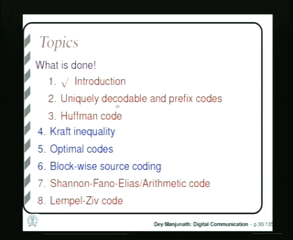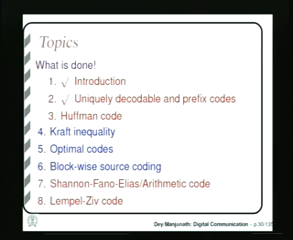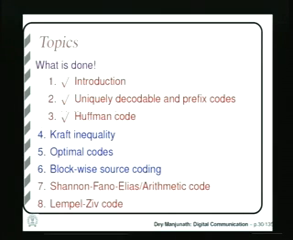So, in this class we have covered introduction, uniquely decodable and prefix codes. Then we have seen what is Huffman code and how to construct that and some properties of Huffman codes. And in the next class we will do Kraft inequality, optimal codes and block-wise source coding.